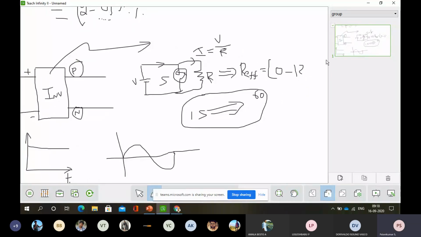So my effective resistance can be varied. Earlier, when I have a complete open, the resistance is R; if I am completely closed, it is zero. Effective resistance across the circuit: when I open the switch completely, the effective resistance is R. When I close the switch completely, the effective resistance is zero.